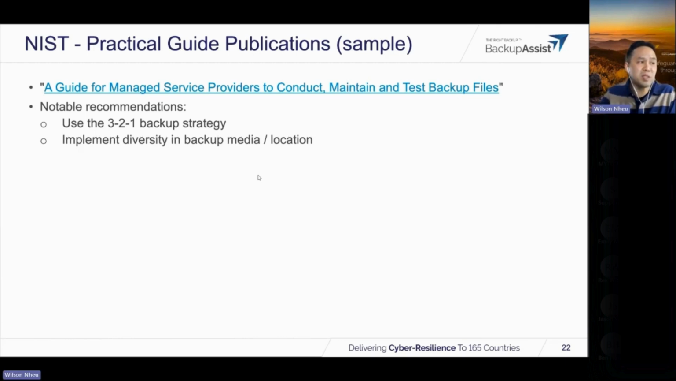You want to implement diversity in backup media and location. So this is saying that you don't want to back up just to one place or one type of device or one type of media. You want to have different types so that you spread your risk effectively. And it even says that if you're backing up, for example, to external hard drives, make sure you're using different brands and different models and so forth, so that if there is a defect in one, for example, it won't affect all of your disks. So that's what it means by diversity.